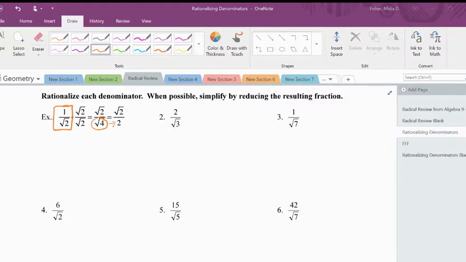Let's look at number 2 together. Because we have the square root of 3 on the bottom, if we multiply both the top and the bottom by the square root of 3, we'll get rid of that. So the square root of 3 times the square root of 3 equals the square root of 9. And this becomes 2 times the square root of 3. And we leave 2 square root of 3 on top, and the square root of 9 on bottom is 3.